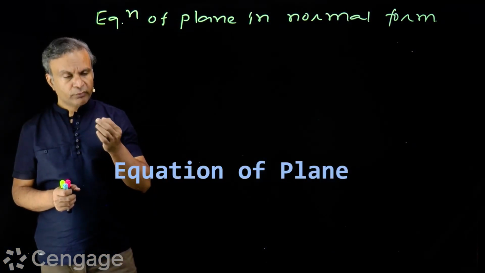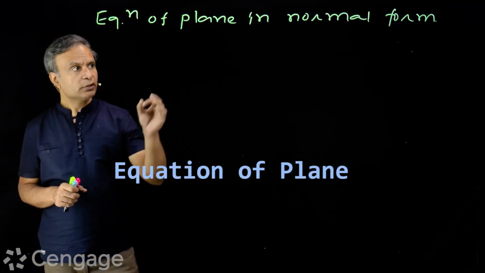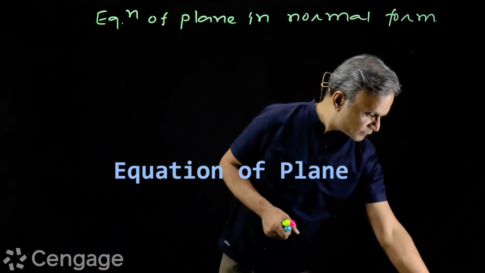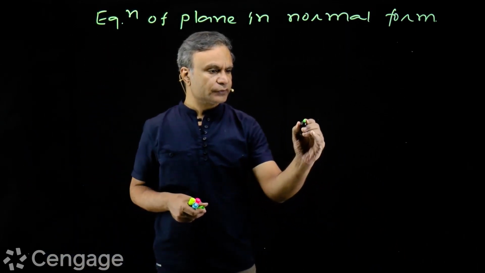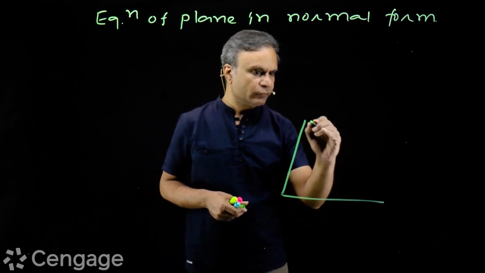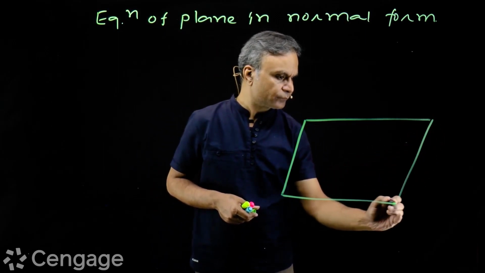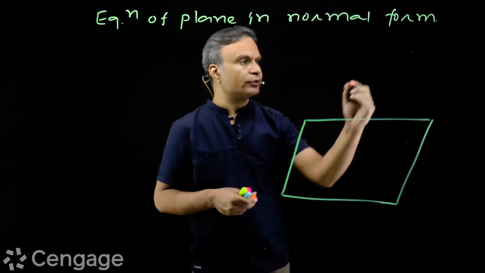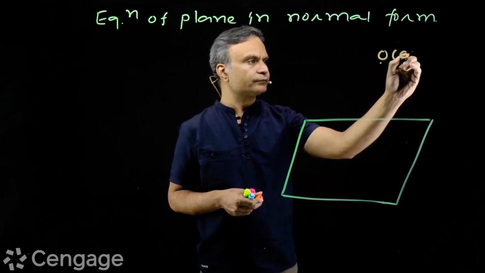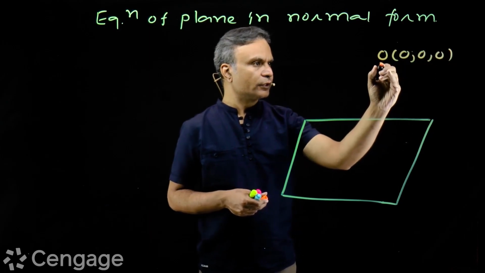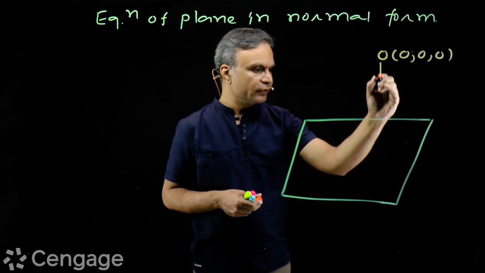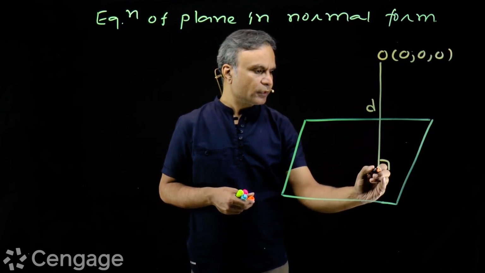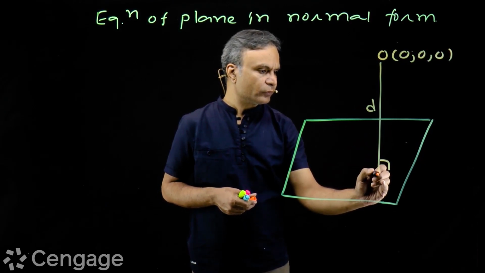Okay, we have one more form of equation of plane called normal form. For that, we consider a plane at distance d from origin. This is the required plane. Here we have the origin. The distance of the plane from the origin is d, and this is the foot of the perpendicular.